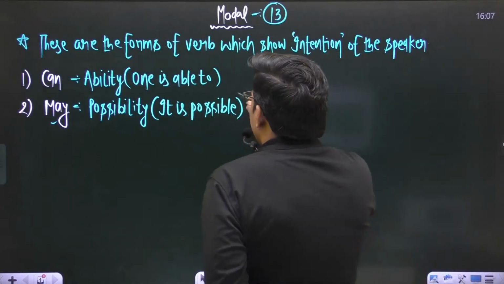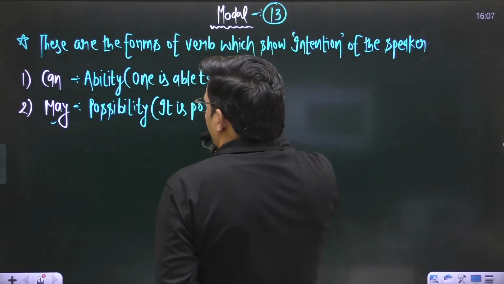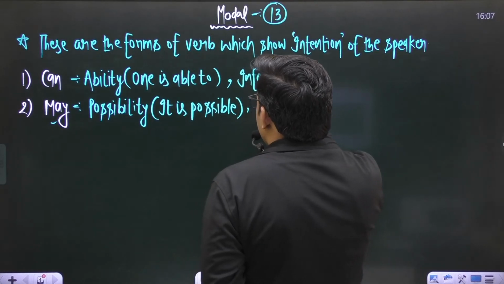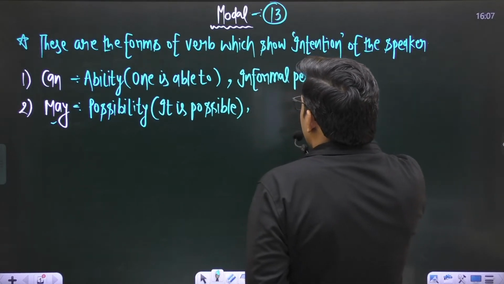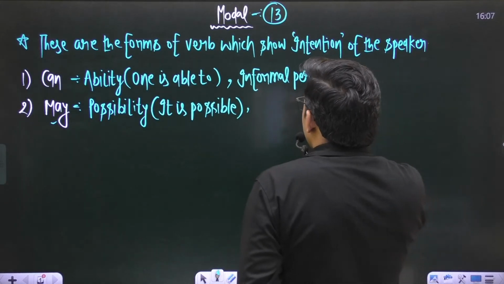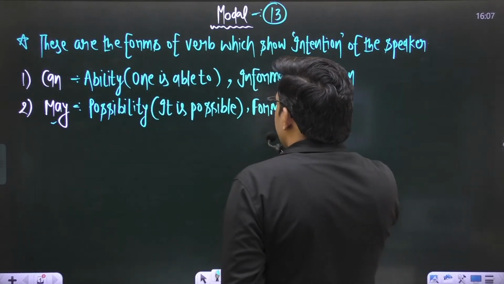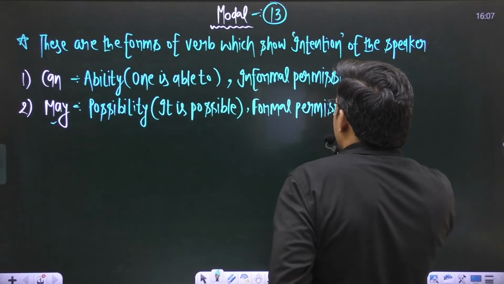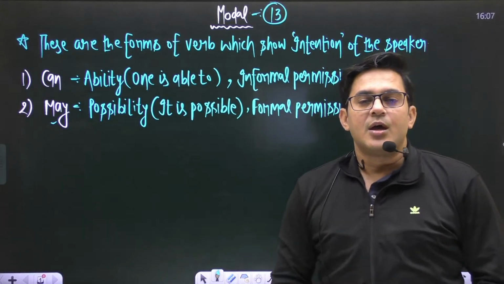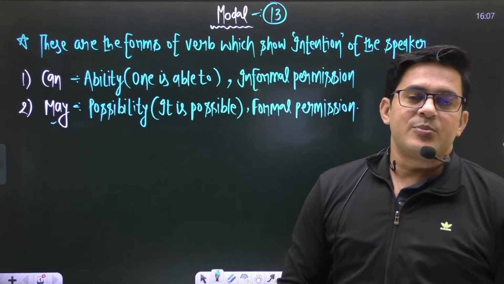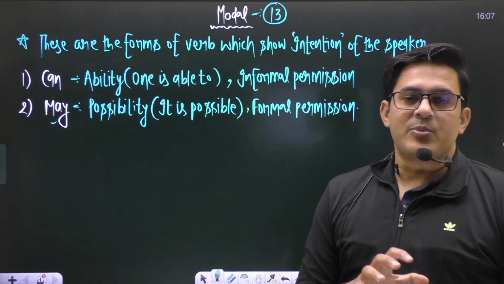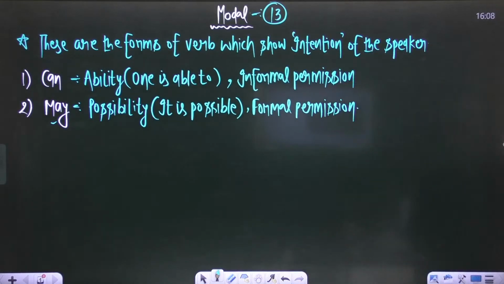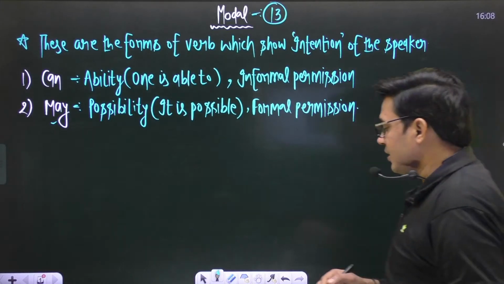Make sure we also use can and may for permission. To denote informal permission we use can, and whenever we talk about formal permission we use may. Both the modal auxiliary verbs are also used to show permission. So let us take some examples.